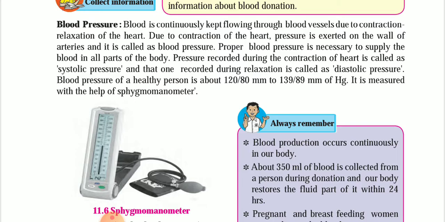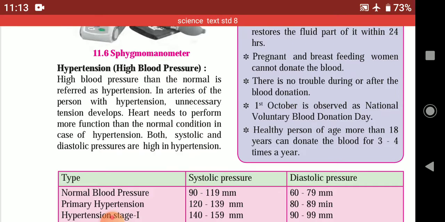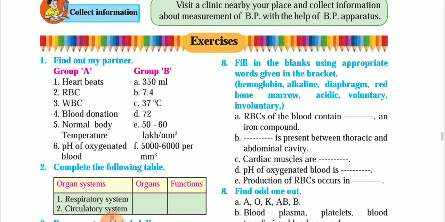Blood pressure, what the device is called. Blood pressure of a healthy person. What is the blood pressure of a healthy person? High and low, maximum and minimum. Diastolic pressure, okay. Systolic and diastolic pressure, that is the blood pressure. Hypertension, high blood pressure, as well as different types of diseases which are caused due to blood pressure.